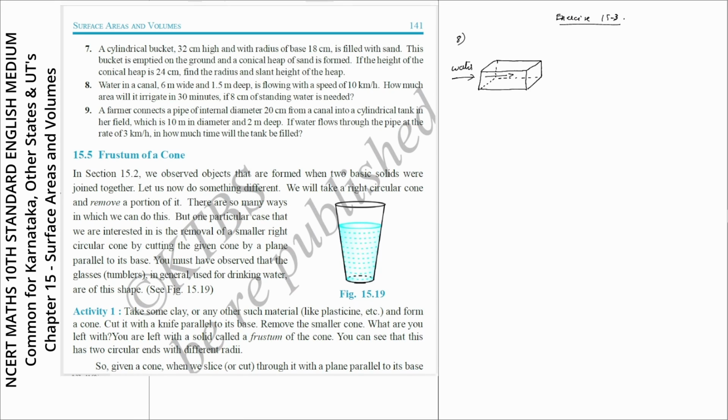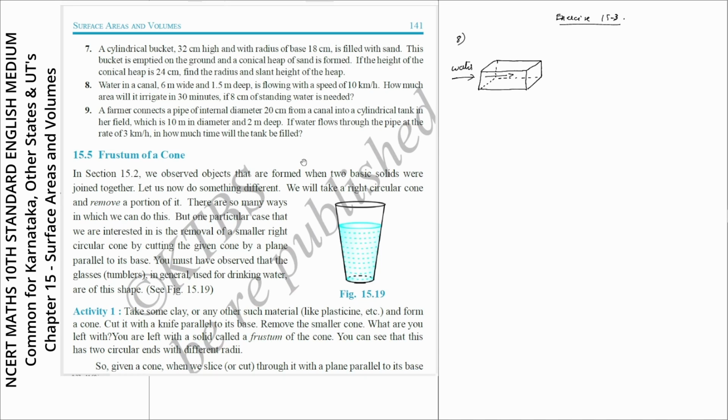Exercise 15.3, question number 8. Water in a canal 6 meter wide and 1.5 meter deep is flowing with a speed of 10 km per hour. How much area will it irrigate in 30 minutes if 8 centimeter of standing water is needed?